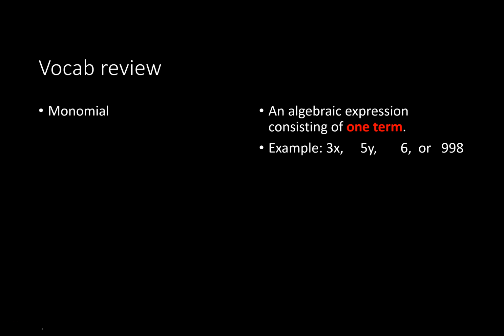You should already know what this is, but just in case you didn't, a monomial is an algebraic expression consisting of one term. Mono means one, so one term. A term could be 3x, could be 5y, could be just the number 6, or just the number 998. Usually terms are separated by an adding or subtracting symbol. So that would be a polynomial.